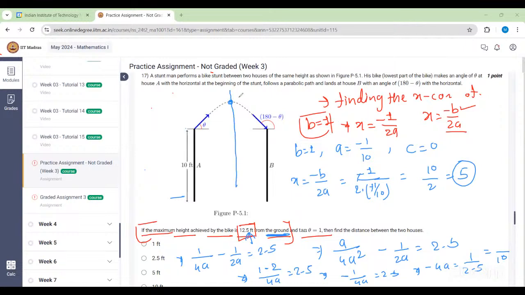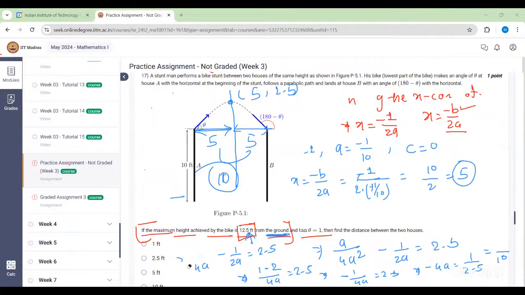So the vertex has x coordinate 5 and y coordinate 2.5. So that means this distance is 5. If this distance is 5, the distance covered over the right hand side is also 5. The total distance is 10. So that means there is a 10 feet distance between house A and house B. Is that okay? Clear?